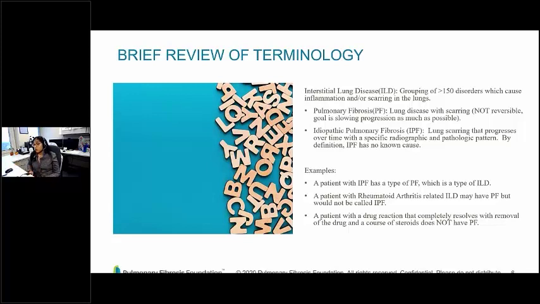Someone with rheumatoid arthritis, we would not call them IPF because they have a cause for their disease. And looking at somebody who has a self-limited course, someone who had a drug reaction that gets better, we wouldn't label them as pulmonary fibrosis. So just to get some of the terminology that we use a lot out of the way.